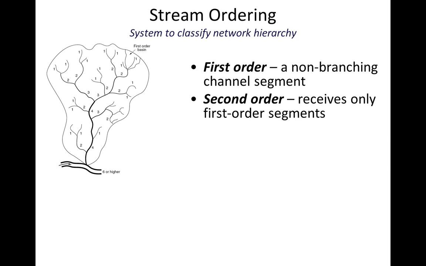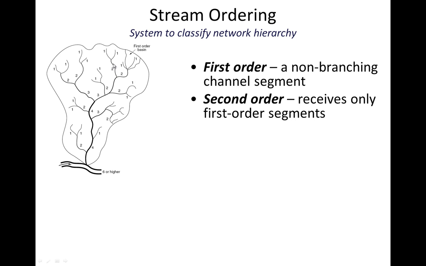Stream ordering is a way of analyzing how many upstream channels there are at any point in the stream network. A first order stream is something that has no branches upstream of it. It is a stream here indicated with the number 1, meaning that there is no channelized flow upstream of it, that all that a first order stream is receiving is flow over the surface of the land.